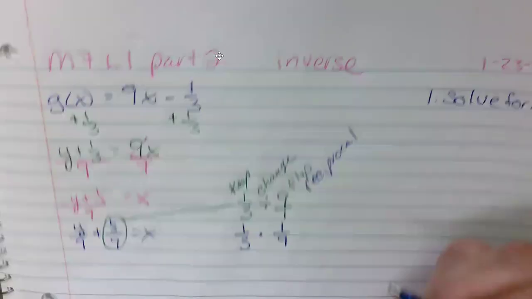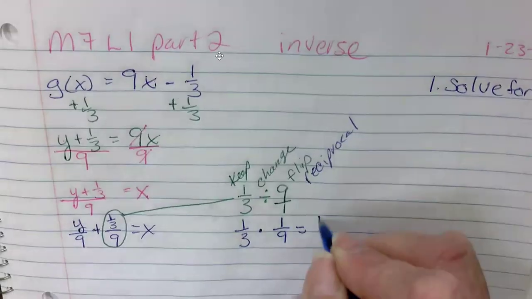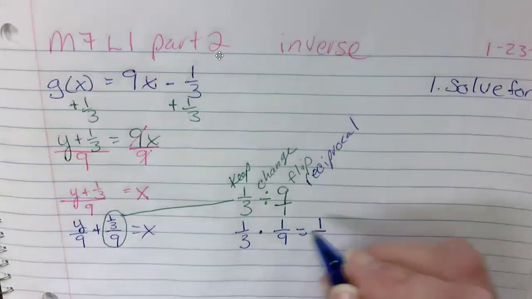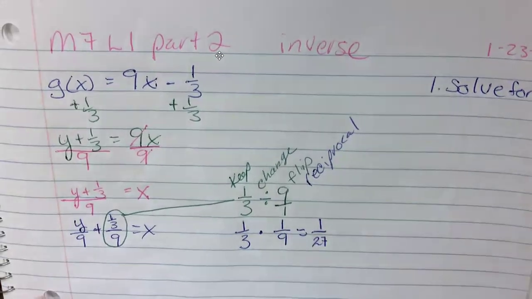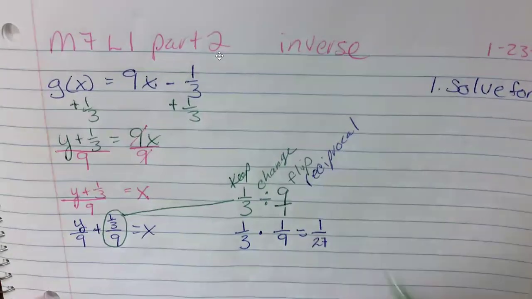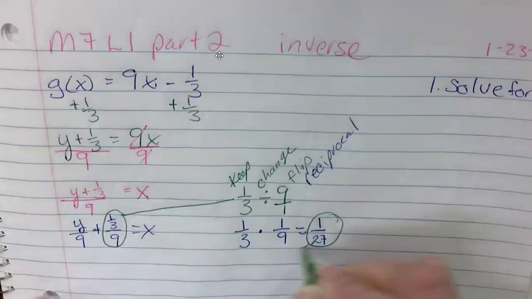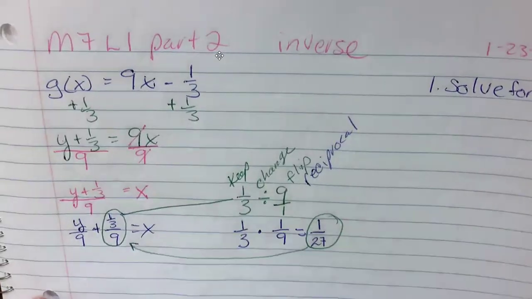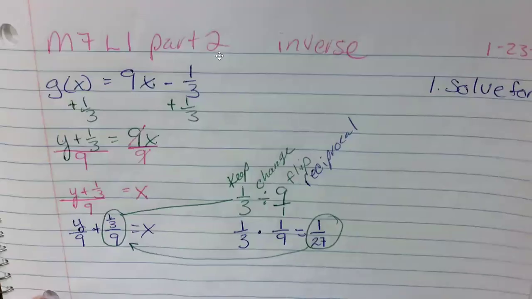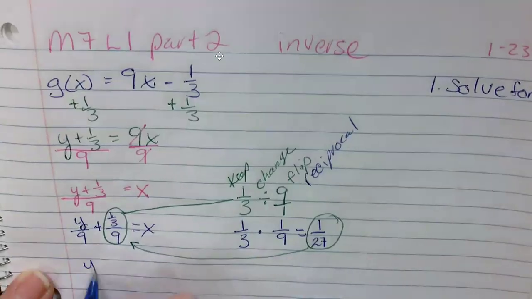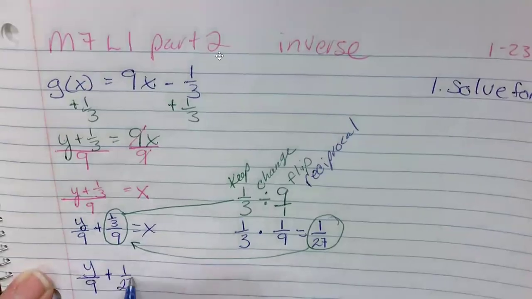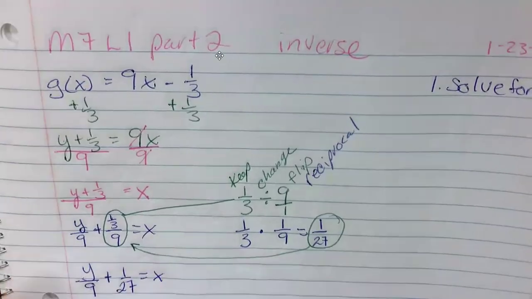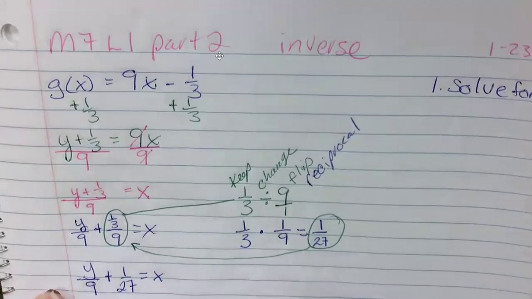And then we just multiply straight across the top. 1 times 1 is 1. 3 times 9 is 27. And then if you use color in your notes, circle that, and we're marking that we're putting that back into our equation. So now we'll have y over 9 plus 1 over 27 equals x, which is allowed because now we don't have a fraction over a fraction.